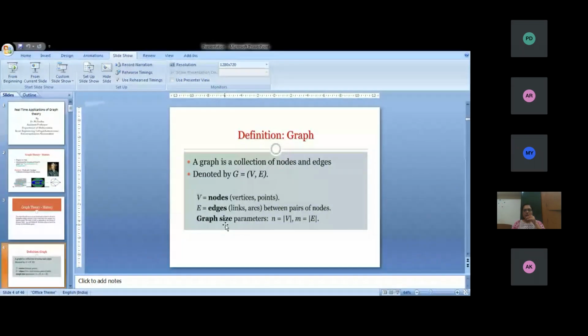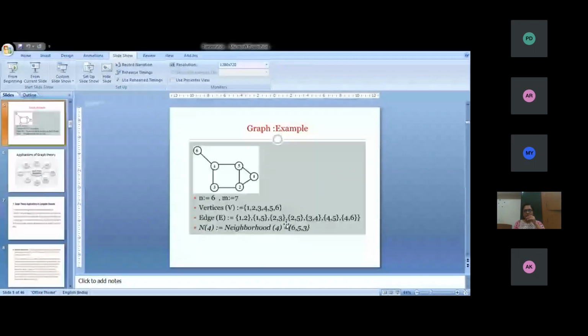The graph size parameters are n and m. n is the cardinality of V, how many vertices you have. The cardinality of E, the number of edges in the graph, is m. So these are some basic concepts of a graph. Now an example of a graph. We have seen this already. Many of you have done this graph.